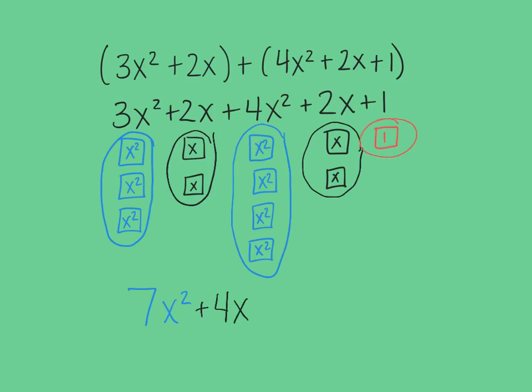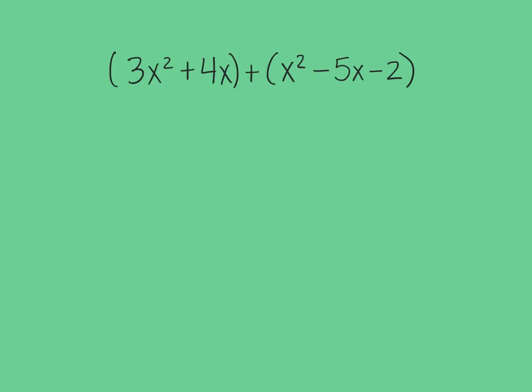And then lastly, we just have that one single 1 tile. So that makes a total of just 1. And this is the final simplified version after adding the polynomials. Let's look now at another example.